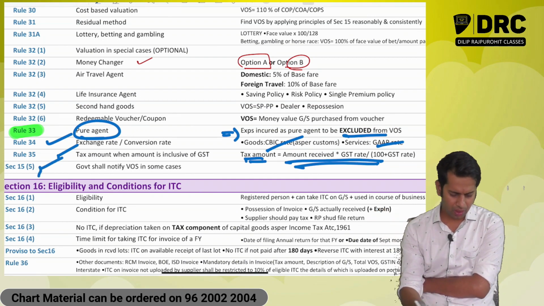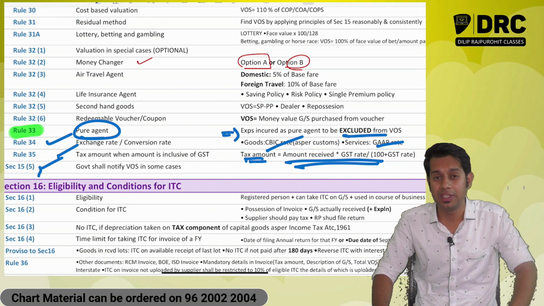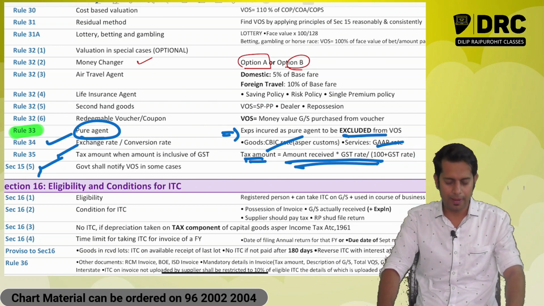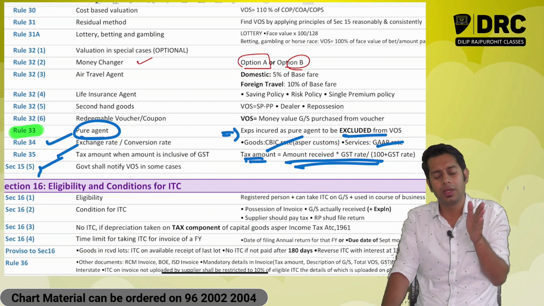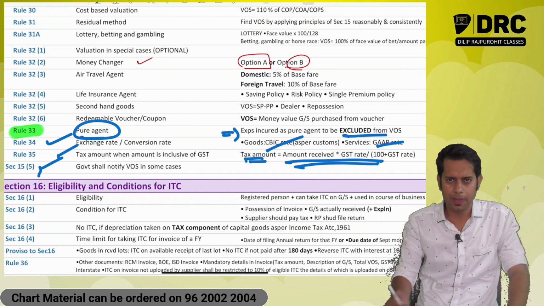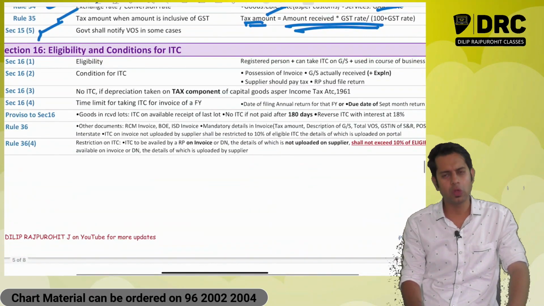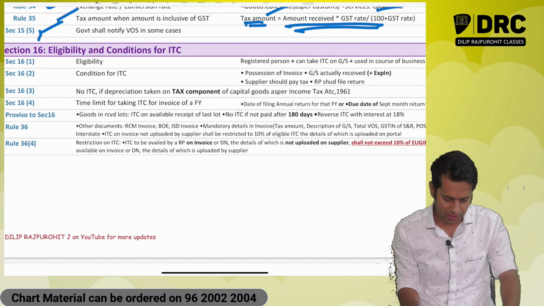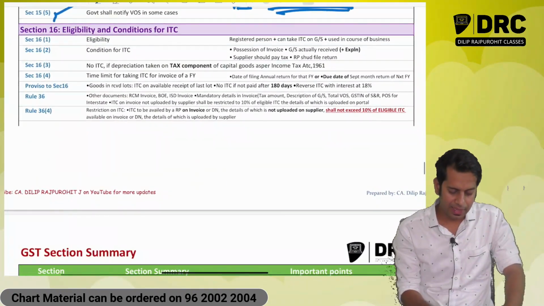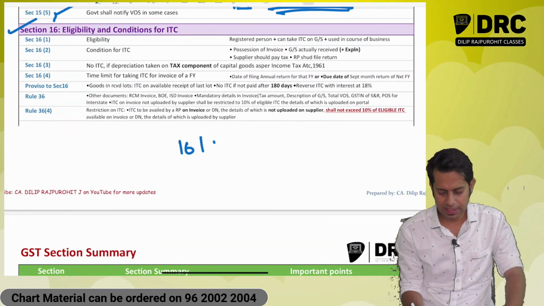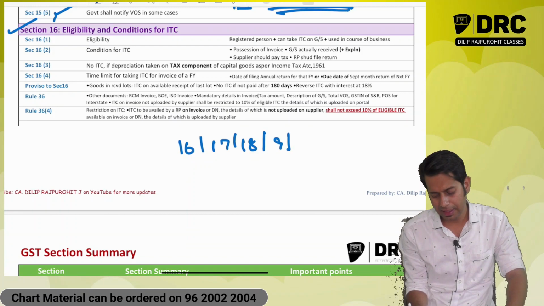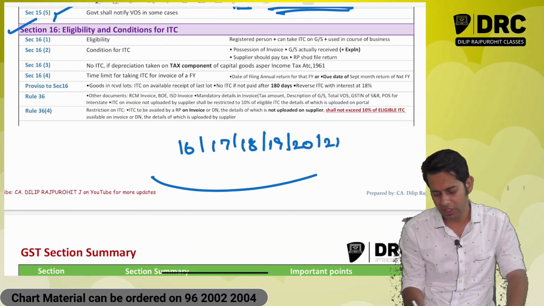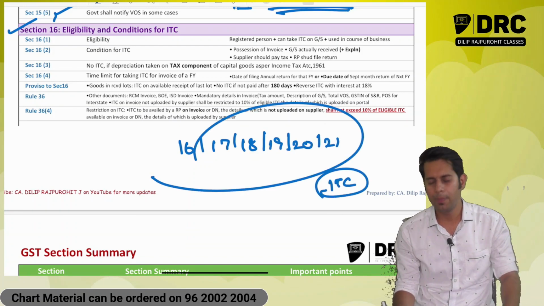rate. Section 15 subsection 5 says, in some cases the government is going to determine the value of supply. Government is going to specify how to do value of supply. You should follow whatever is told by government. Then sections 16, 17, 18, 19, 20 and 21 talk about input tax credit.